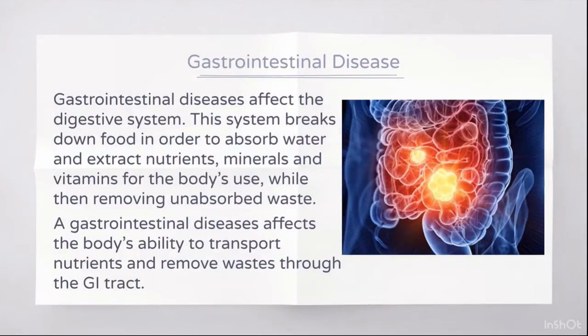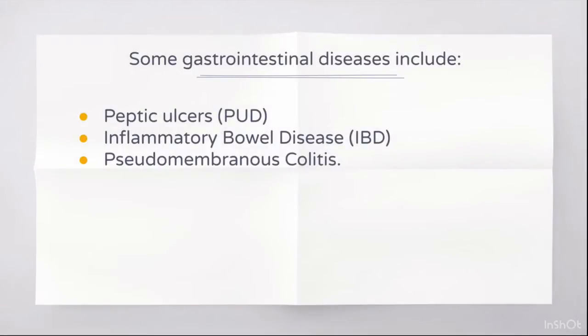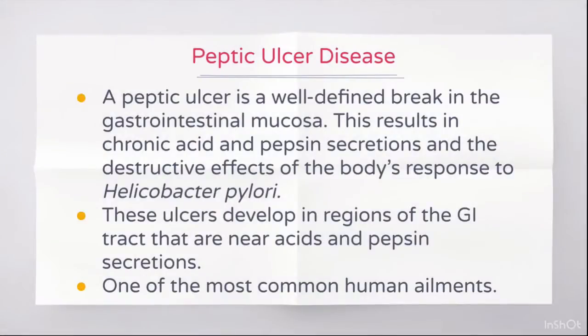Gastrointestinal disease is a disease that affects the digestive system. This system breaks down food in order to absorb water and extract nutrients, minerals, and vitamins for the body's use, while then removing unabsorbed waste. A gastrointestinal disease affects the body's ability to transport nutrients and remove waste through the GI tract. Some gastrointestinal diseases include peptic ulcers, inflammatory bowel disease, and pseudomembranous colitis.